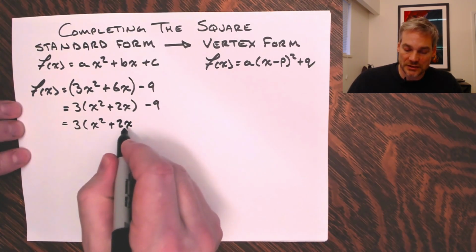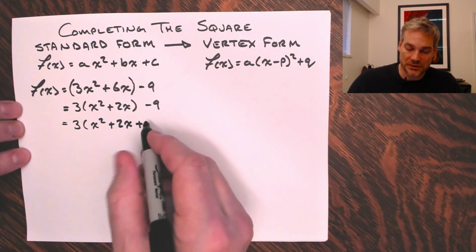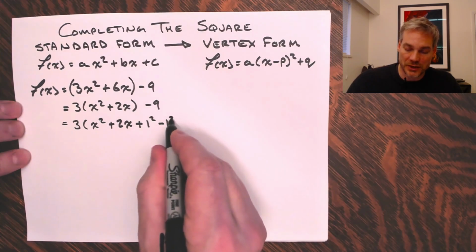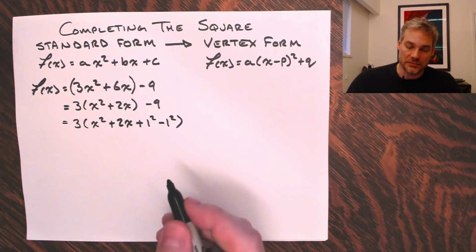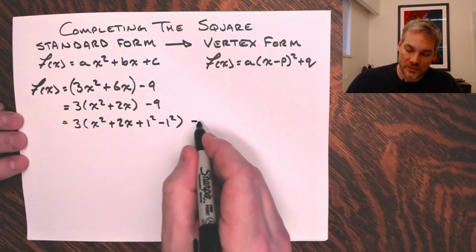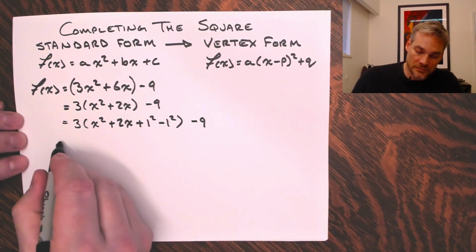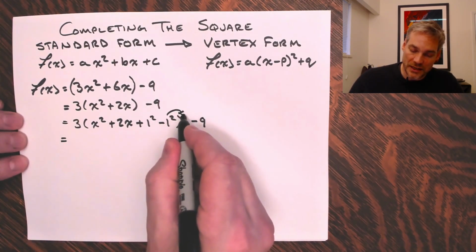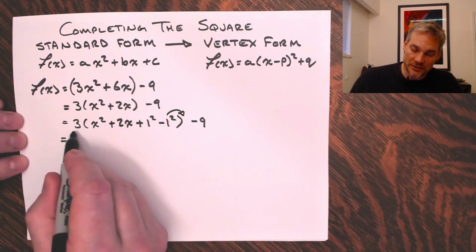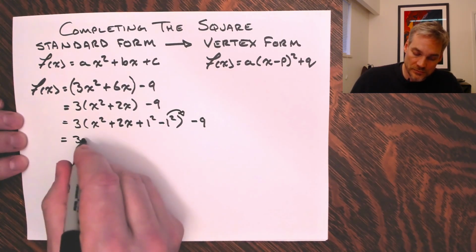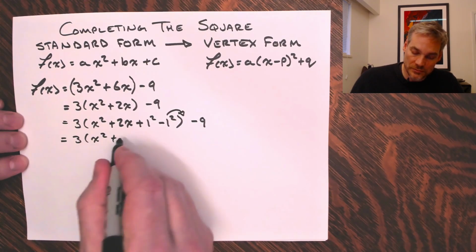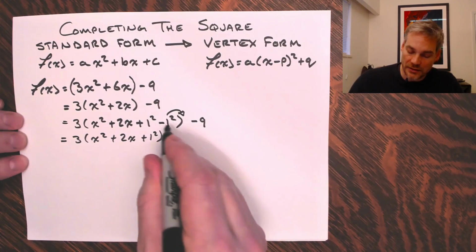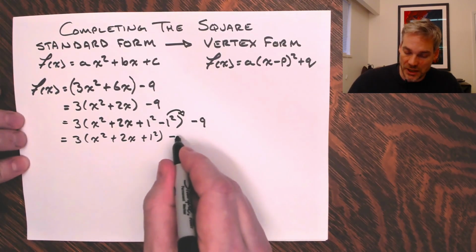So we keep the 2x, but I'm going to take half of 2, which is 1, and I'm going to square it. But because I added something, I have to subtract it as well. So it's kind of like I did nothing. Plus 1 minus 1 is 0. I have the 9 there. So now I'm going to take this 1 outside of the bracket. If I take it out of the bracket, I have to multiply by this 3. And I have a negative 1 squared times 3, so minus 3.